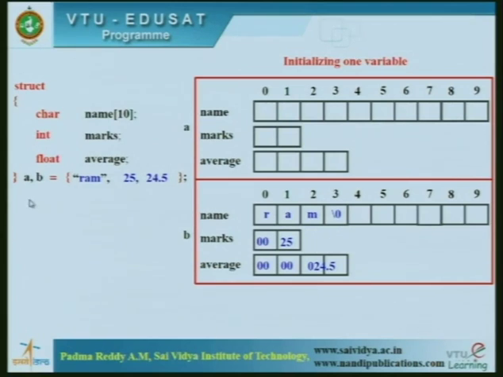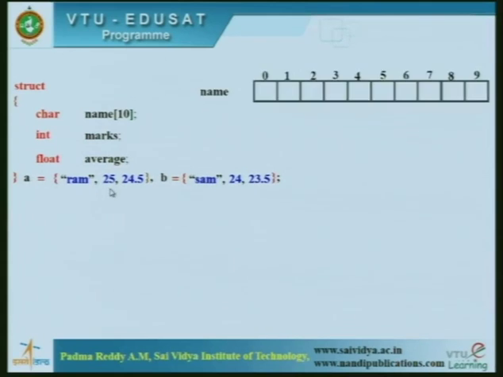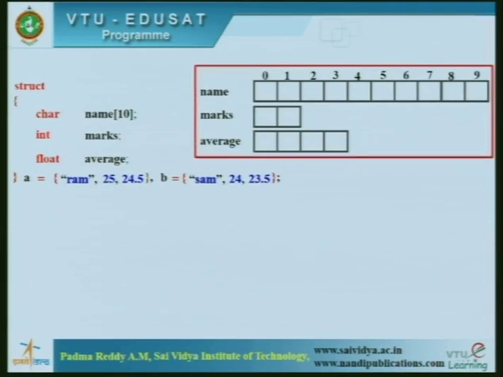Now the question is how to initialize both the variables. For that we use the following syntax. I write a is equal to RAM comma 25 comma 24.5, comma b is equal to SAM comma 24 comma 23.5. Now here how many variables are there? Two variables are there, and both have been initialized. Memory will be allocated for block A, and the name given for this block is what here? A.